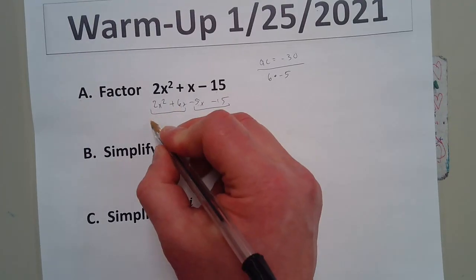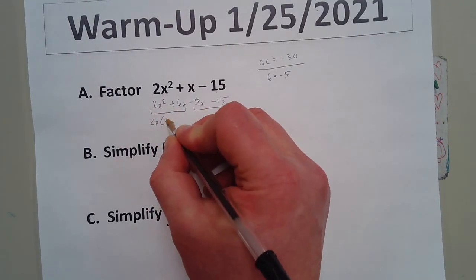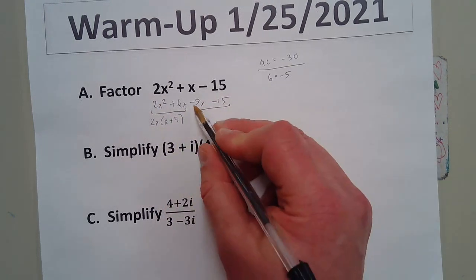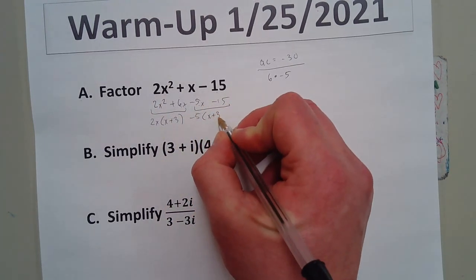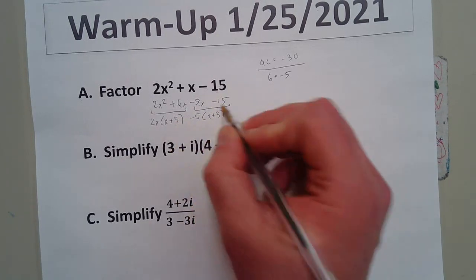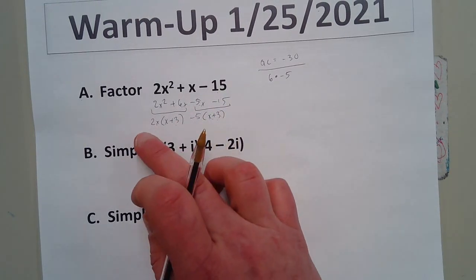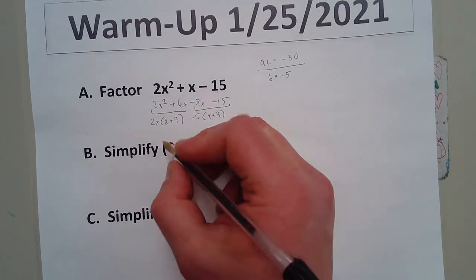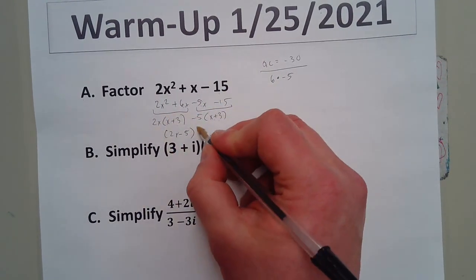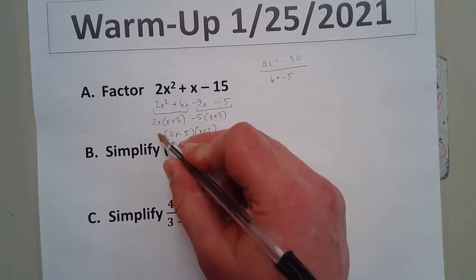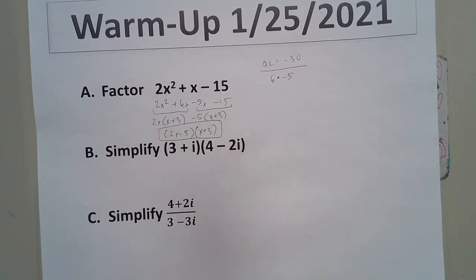So out of here, I can take a 2x, leaves me with x plus 3. Out of this, I can take a negative 5, and it'll also leave me with x plus 3. Now, if you remember, these should always match, because now your factored form is the 2 GCFs combine to make one factor, so 2x minus 5, and the common parts combine to make that other factor, x plus 3. And so that'd be our factored form.